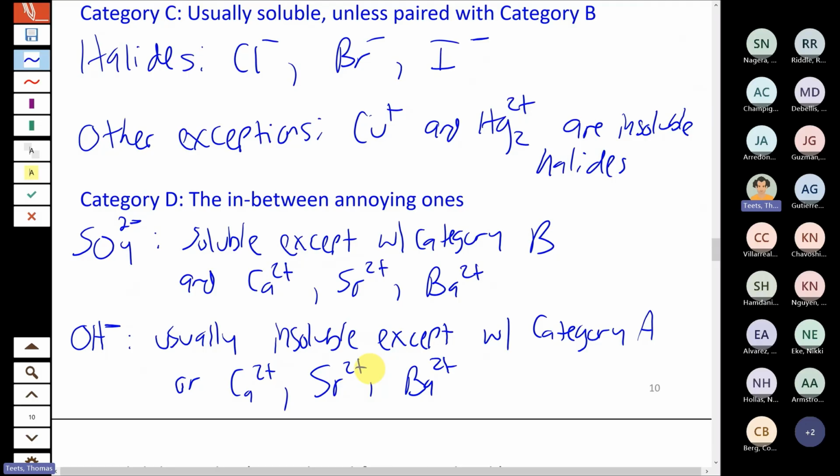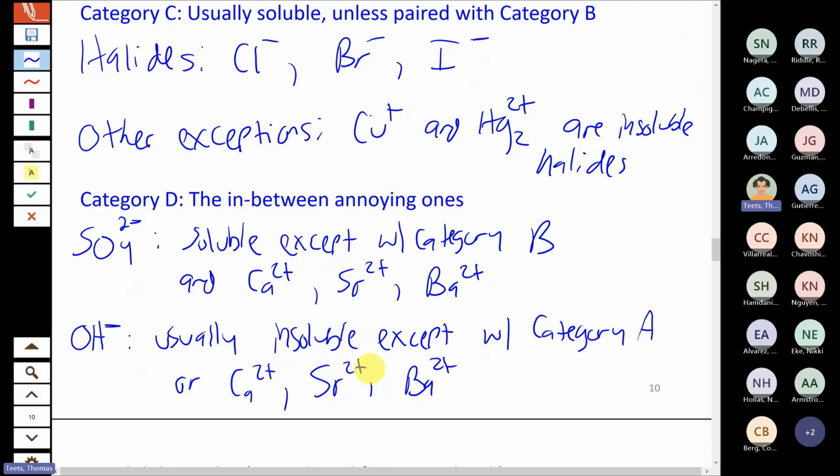Look for group 1 cations, because those are always soluble. Look for nitrate, that's always soluble. Look for lead and silver, because that's almost always insoluble, and so on. So look for those obvious ones first, but you do need to know all of them if you really want to fully internalize this.